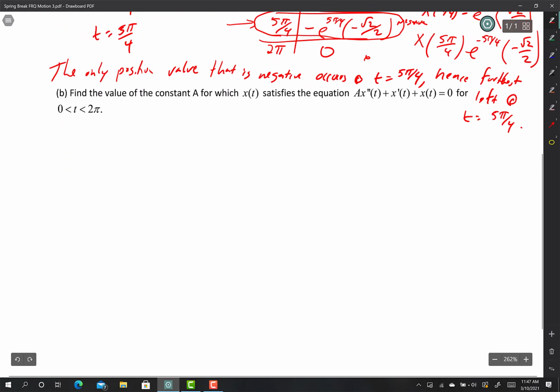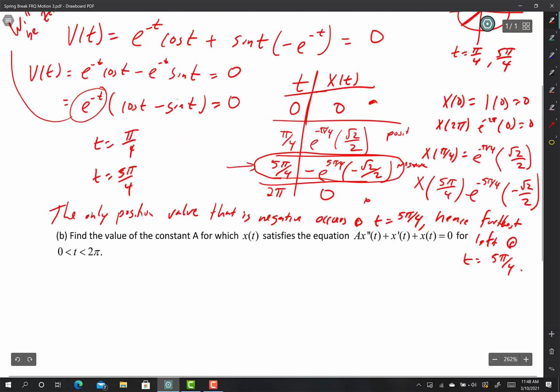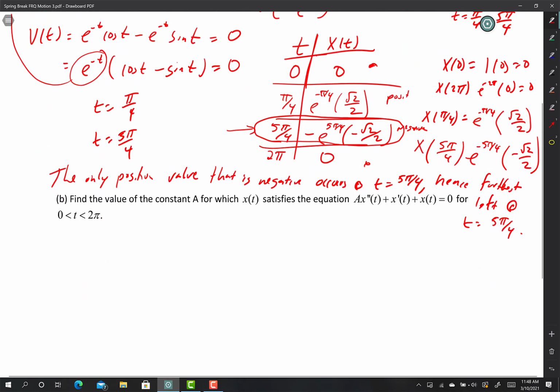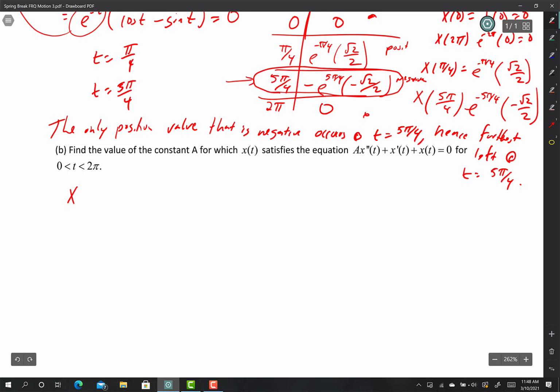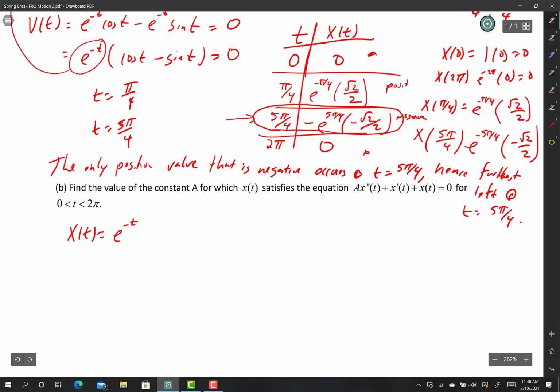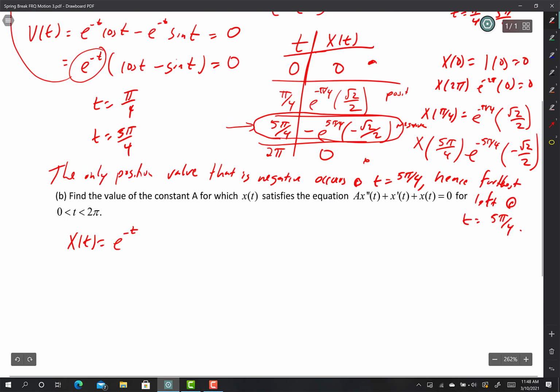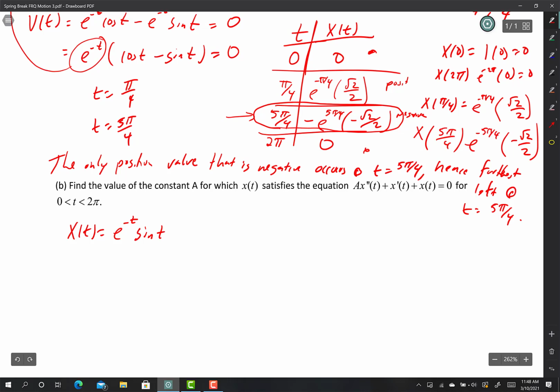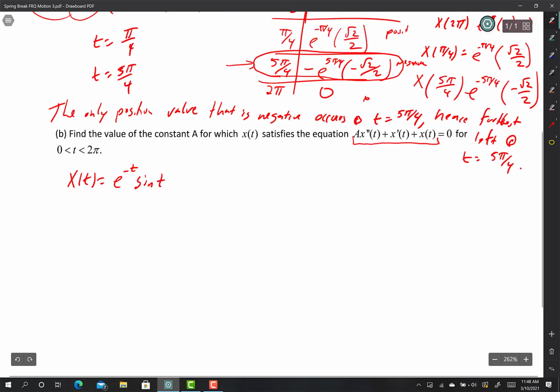All right, let's see. Find the value of the constant a for which x of t satisfies the equation a x prime prime of t plus x prime of t plus x of t equals 0. So let's see. We already know that x of t was e to the negative t sine t. So the first thing you got to do is create this equation and equal it to 0, guys.